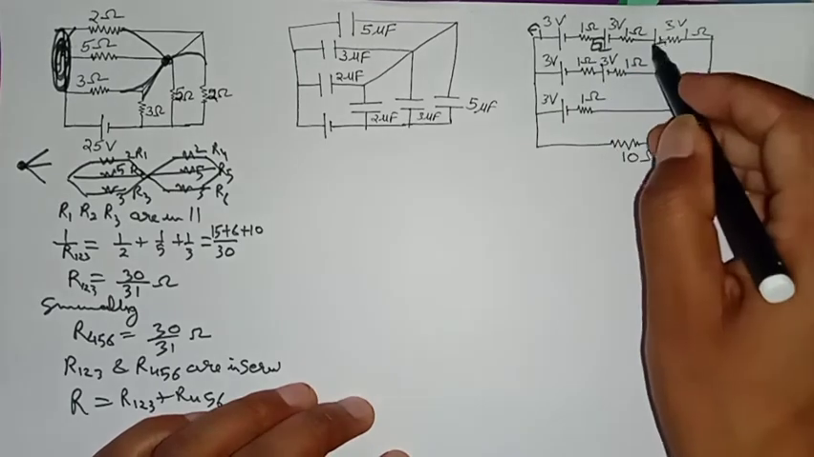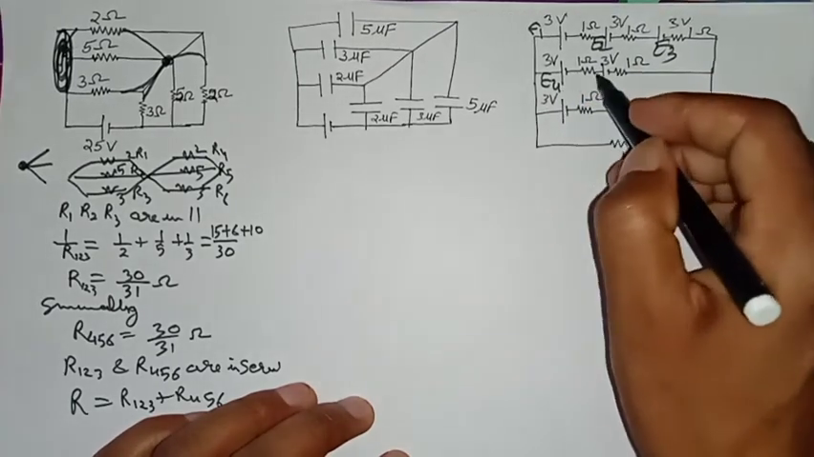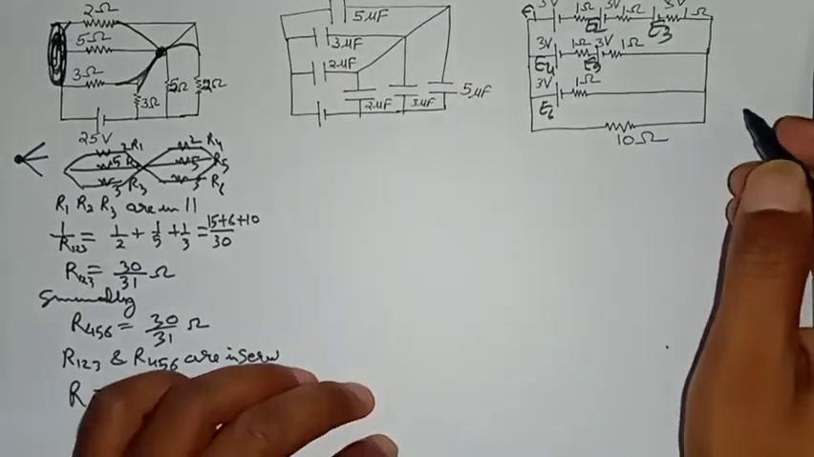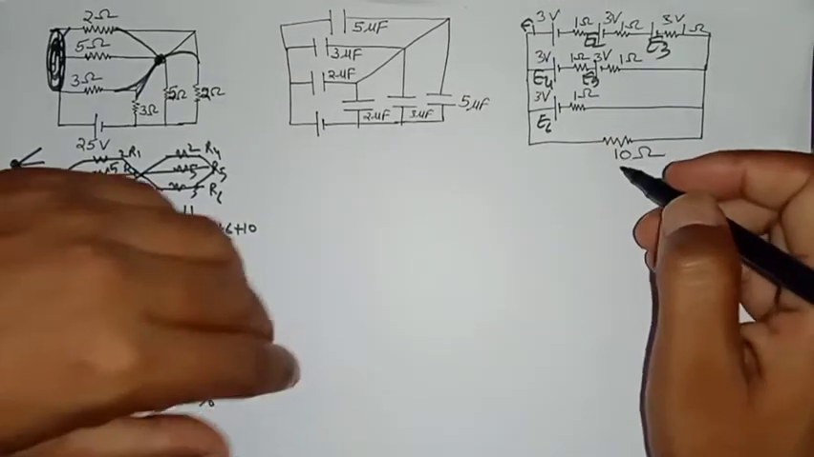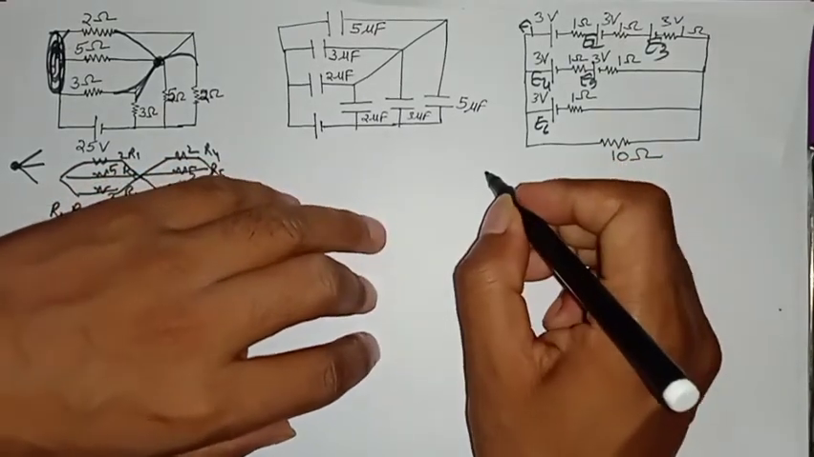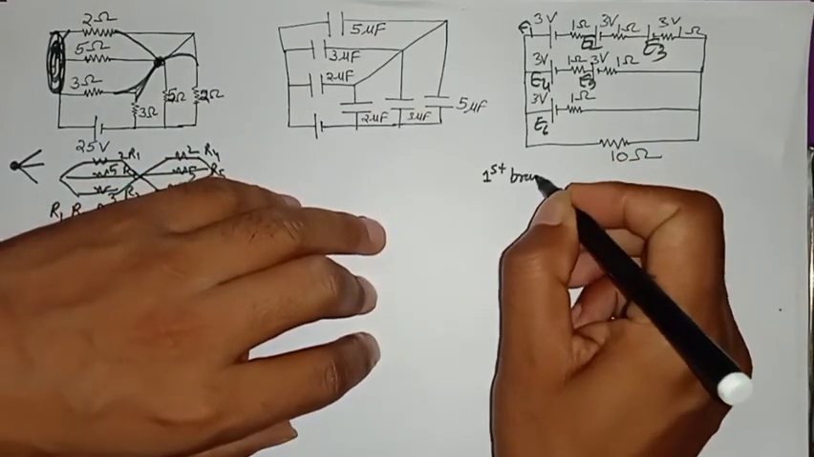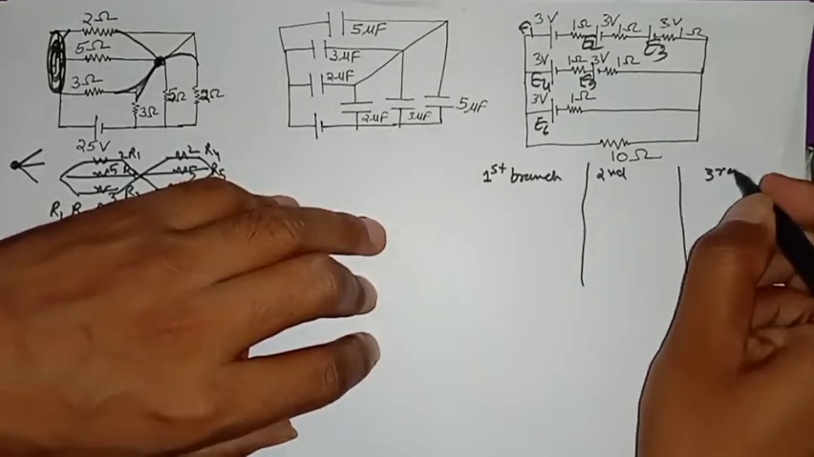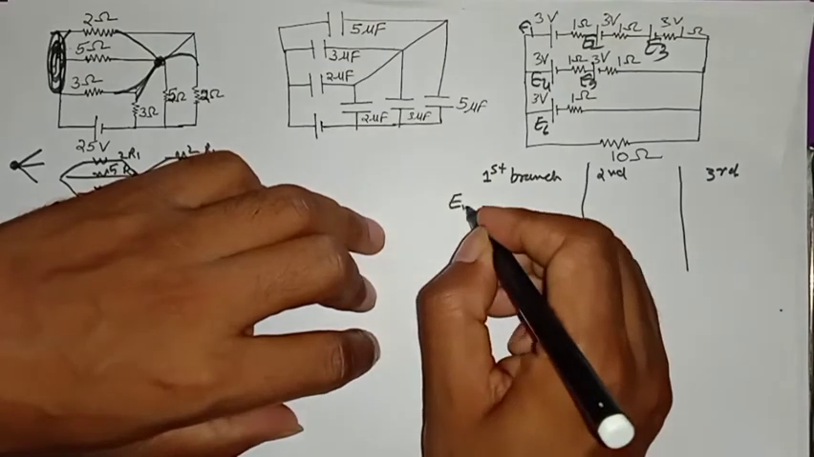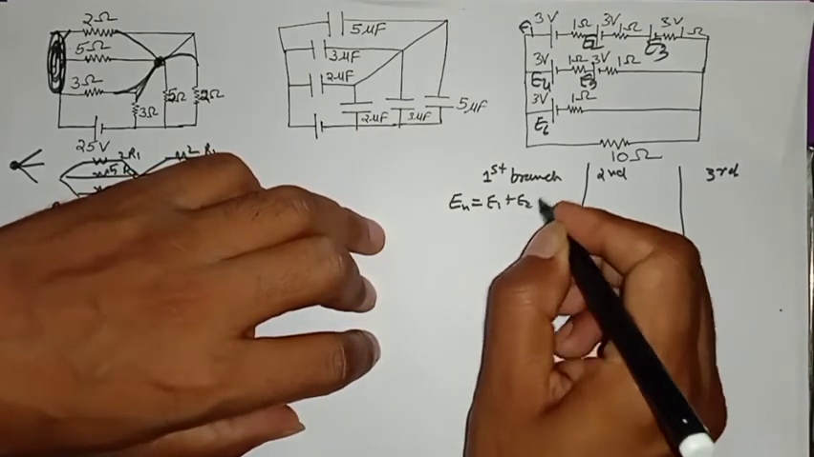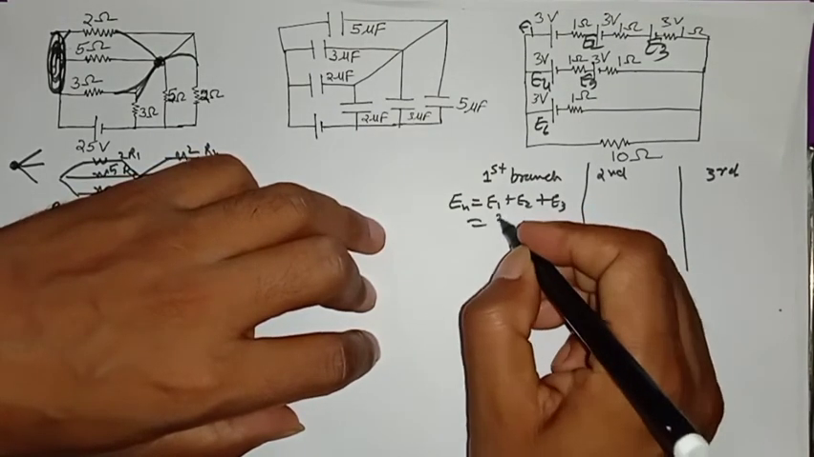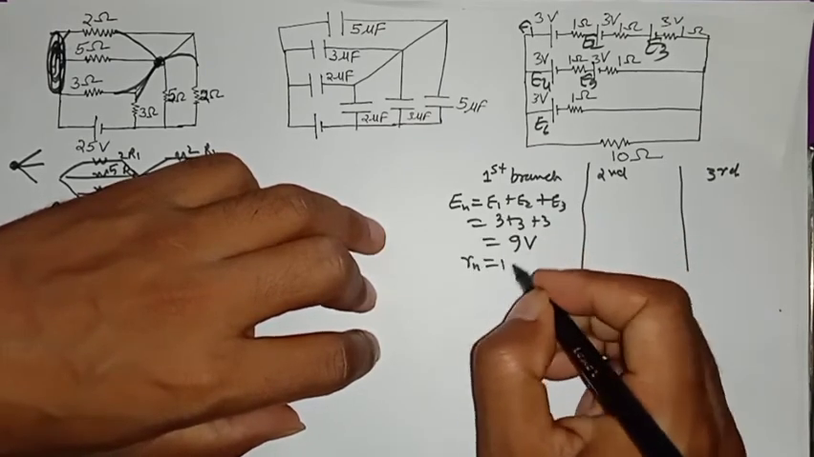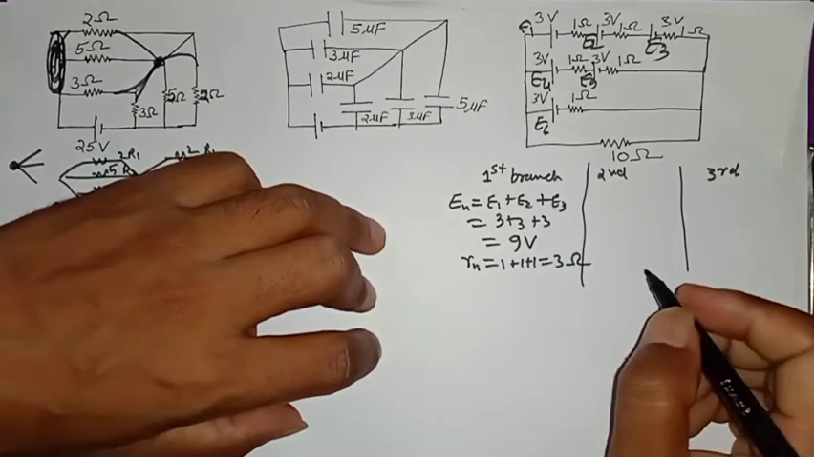Here E1, E2, E3, then E1, E4, E5, and then E6. So, first branch, then second branch, then third branch. In the first branch, E net equal to E1 plus E2 plus E3, 3 plus 3 plus 3, that is 9 volt. And net internal resistance 1 plus 1 plus 1, that is 3 ohm.